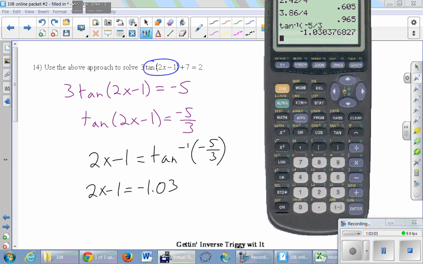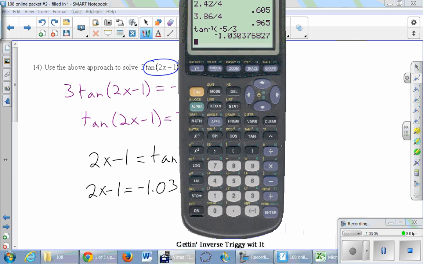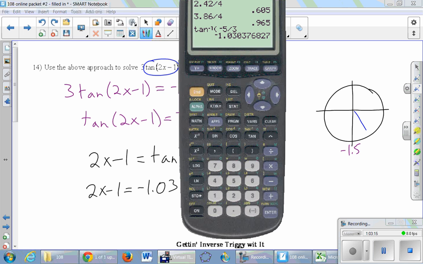Okay, at this moment we need to think about symmetry. We need to think about the unit circle. Okay, where is negative 1.03 as an angle? Okay, we've done this a few times. Negative 1.5 is at the bottom, so that must mean negative 1.03 is in here somewhere. Okay, thinking about symmetry. Well, let's see, we haven't really done a whole lot with tangent. We know that tangent in general is y over x.